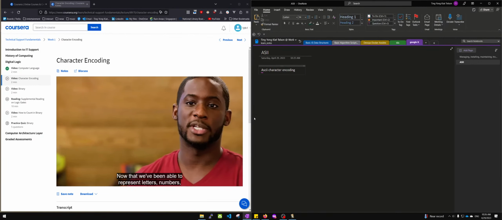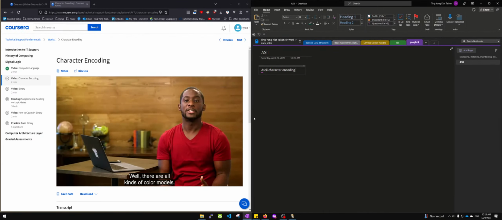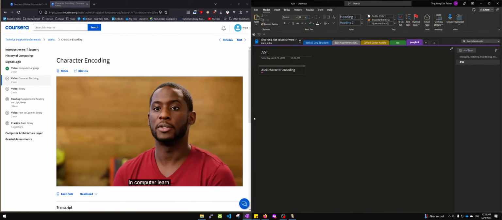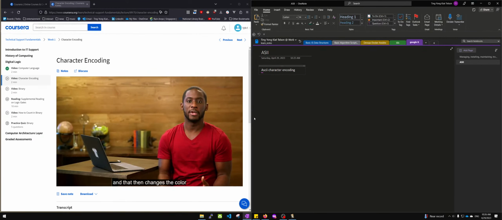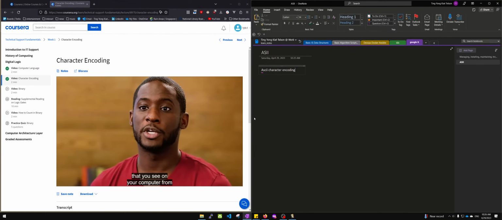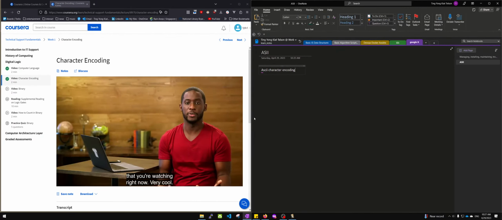Now that we've been able to represent letters, numbers, punctuation marks, and even emojis, how do we represent color? Well, there are all kinds of color models. For now, let's stick to a basic one that's used in a lot of computers, RGB, or the red, green, and blue model. Just like the actual colors, if you mix a combination of any of these, you'll be able to get the full range of colors. In computer land, we use 3 characters for the RGB model. Each character represents a shade of the color, and that then changes the color of the pixel you see on your screen. With just 8 combinations of zeros and ones, we're able to represent everything that you see on your computer, from a simple letter A to the very video that you're watching right now. Very cool.